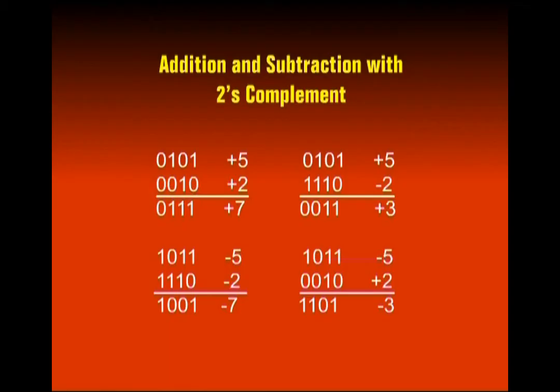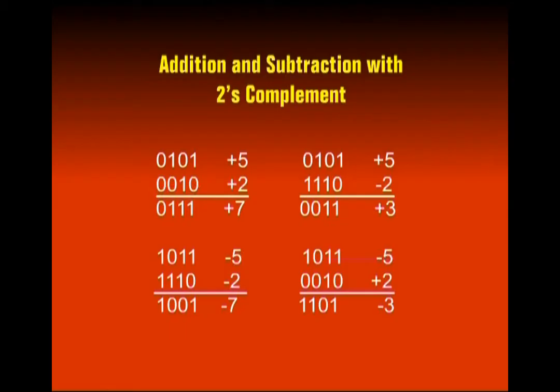Let's consider the last case. The number minus 5 has to be added to positive 2. The answer is negative 3. Minus 5, represented in its 2's complement form, is 1011. Positive 2, represented in its 2's complement form, is 0010. The answer is 1101, which is negative 3 represented in its 2's complement form.